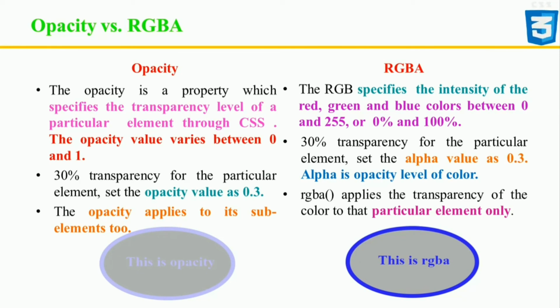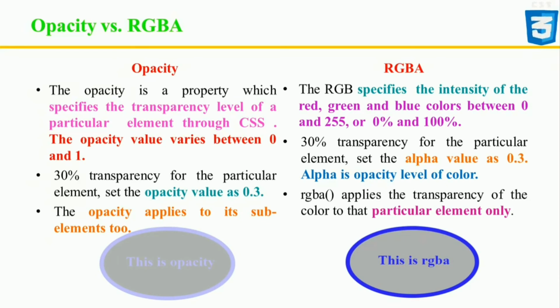Whereas RGBA defines colors using red, green, blue and alpha value. Alpha is the opacity level of the color. The RGB specifies the intensity of red, green, and blue colors between 0 to 255 or a percentage value between 0% to 100%. A stands for alpha in RGBA, which defines the opacity as a number between 0.0 and 1.0. 0.0 identifies fully transparent and 1.0 fully opaque.